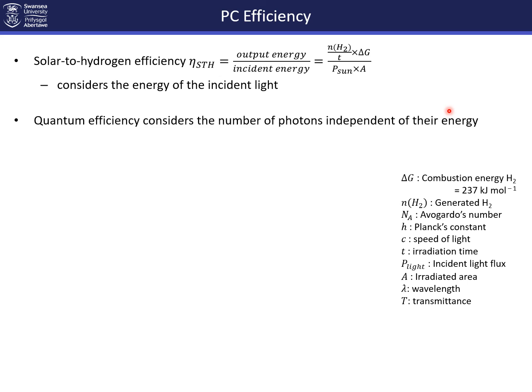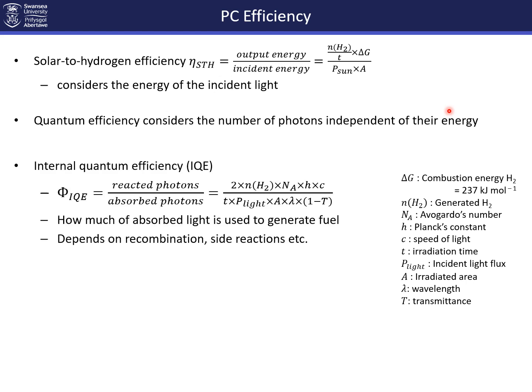Another measure is the quantum efficiency. That only takes into account the number of photons, not their energy. It's like the Faradaic efficiency, which doesn't take into account the voltage you're applying, only counts the number of electrons, and so does the quantum efficiency only count the number of photons.